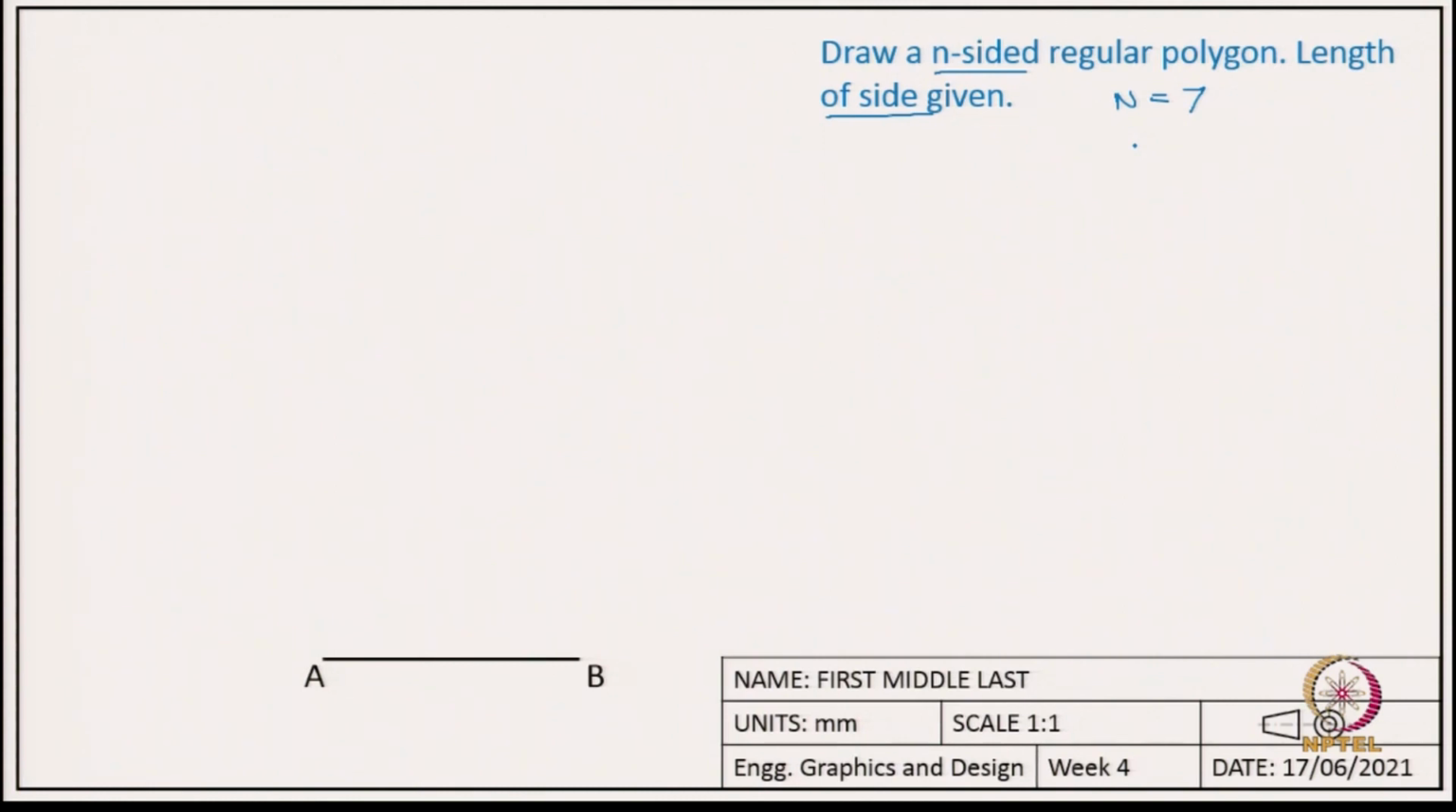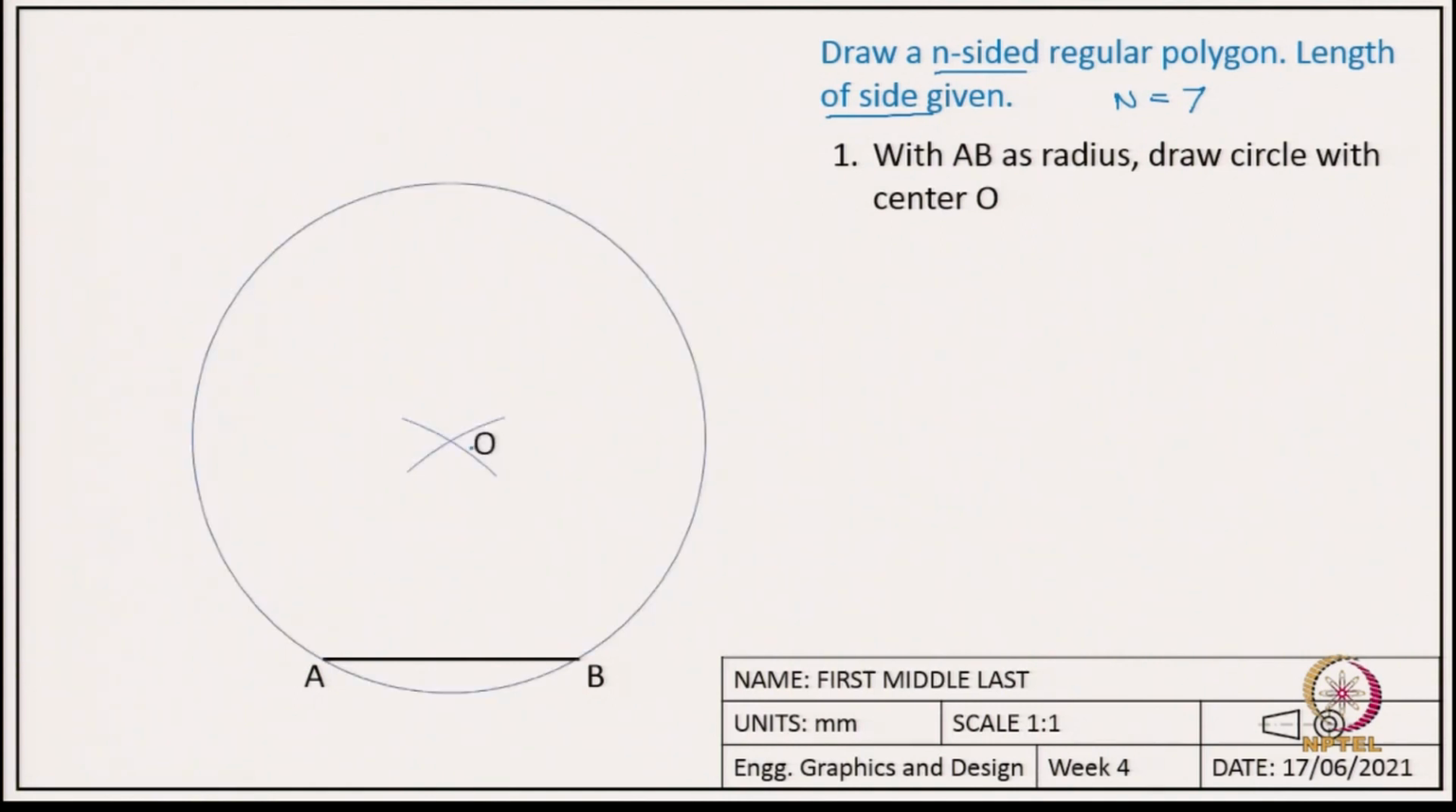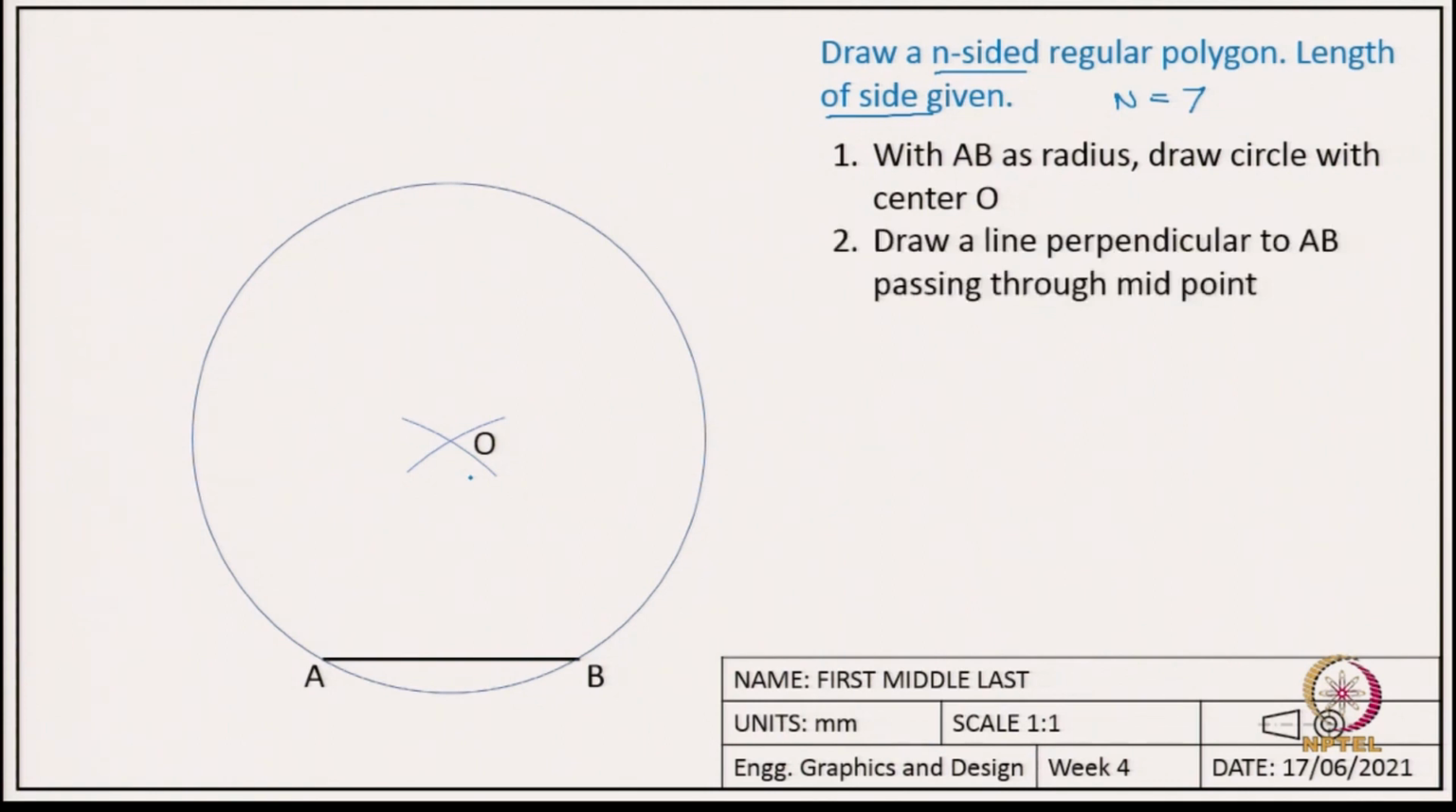Okay. So, let us see what is the first step we do. We draw a circle which passes through these points A and B, and we name the center of the circle as O. Okay. Now, second step is to draw a perpendicular line to this line AB, which passes through the midpoint of AB.